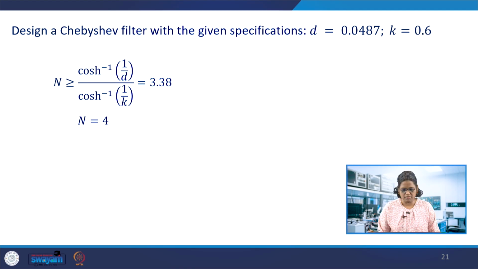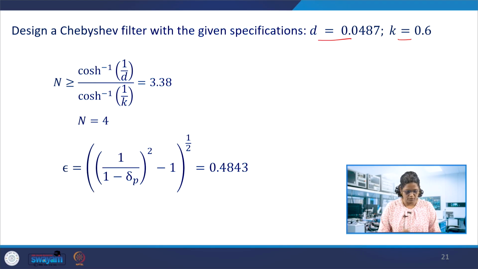So if we take the example of the Chebyshev design, with D and K given, the discrimination factor and the selectivity factor, you can easily decide n from that. Using cosh inverse from the steps of the Chebyshev filter design, cosh inverse of 1/d over cosh inverse of 1/k, which comes to be 3.38. So n equal to 4 in this case, which is less compared to the Butterworth for the same case. That was 6.